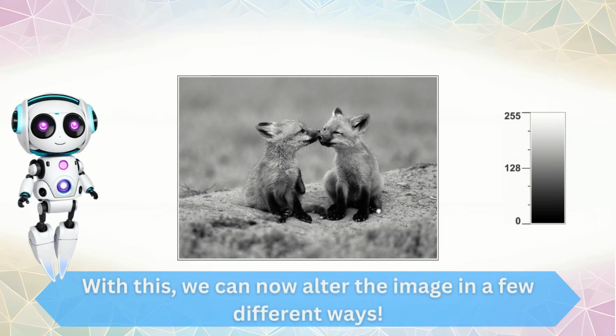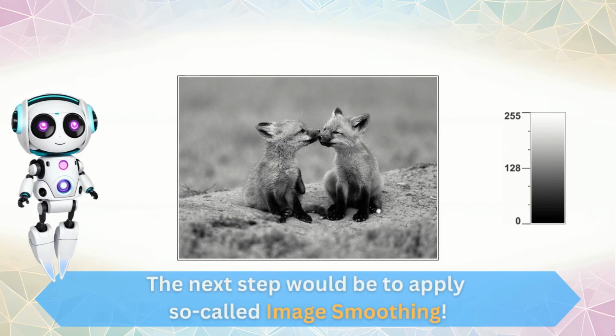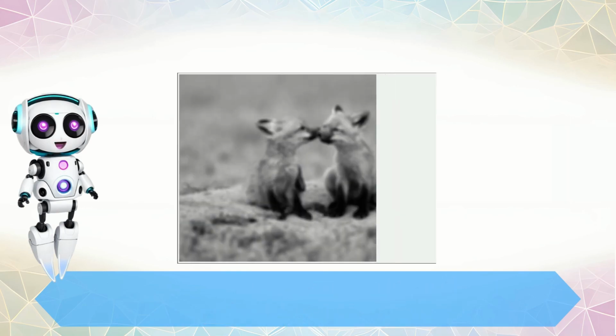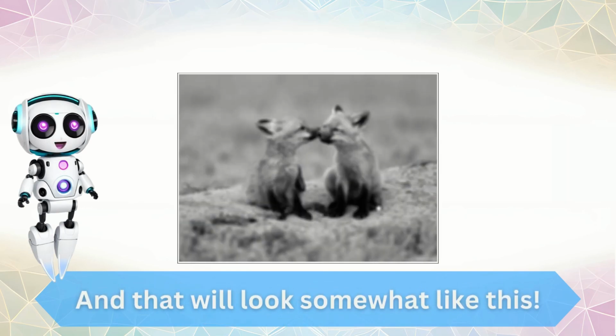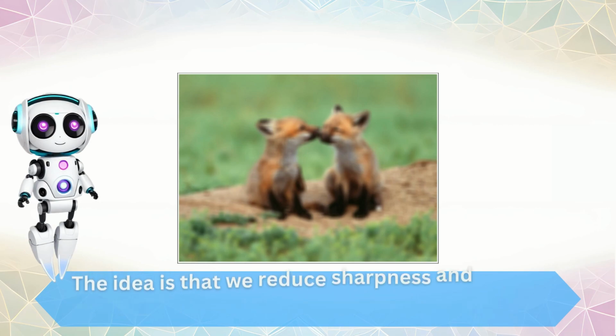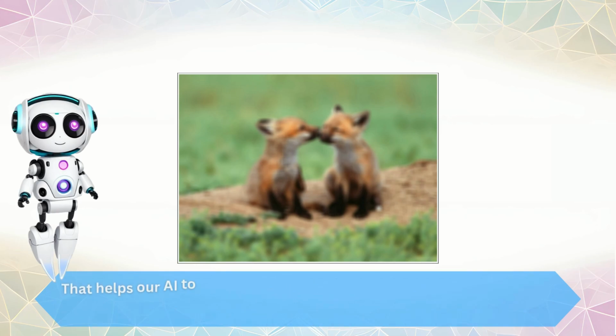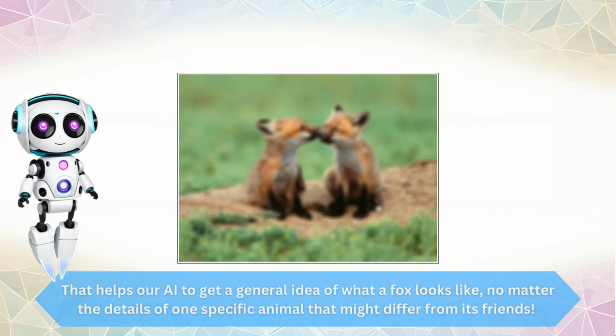With this, we can now alter the image in a few different ways. The next step will be to apply so-called image smoothing. And that will look somewhat like this. Or like this, if we want to work with it in colors. The idea is that we remove sharpness and clutter to give a much more smoother and blended effect. That helps our AI to get a general idea of what a fox looks like, no matter the details of one specific animal that might differ from its friends.